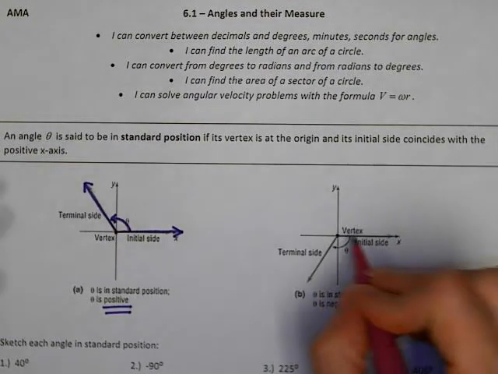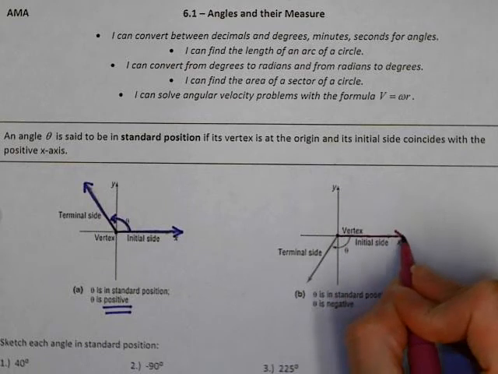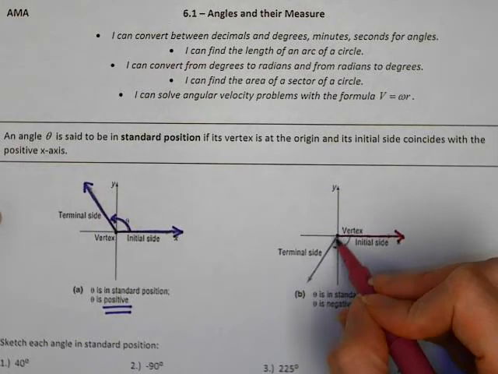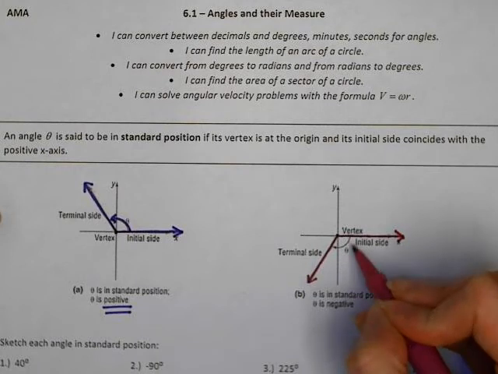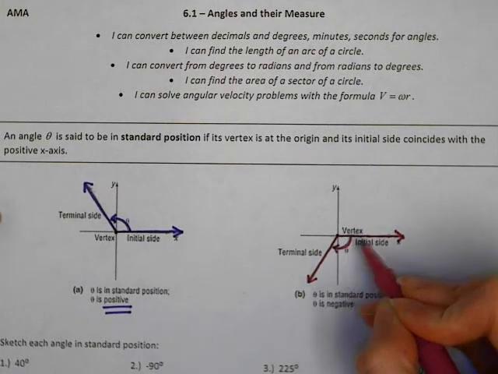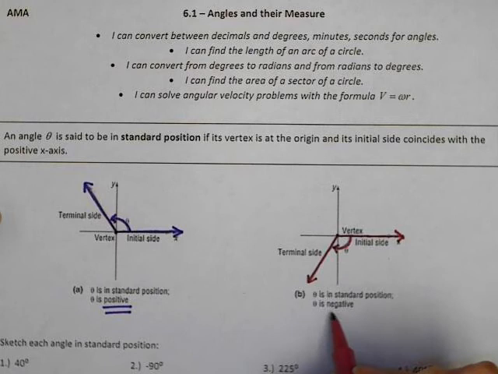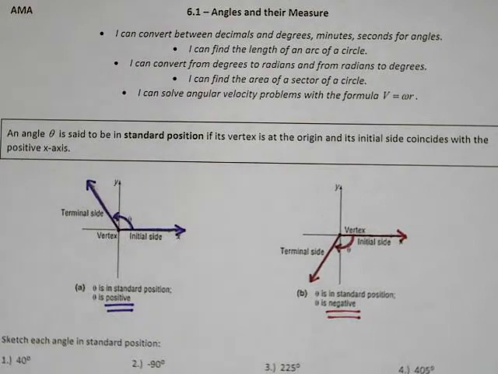Now this one, the initial side, again, is always on the positive x-axis. This time we went clockwise to get to the terminal side. If we go clockwise, we call it a negative angle.